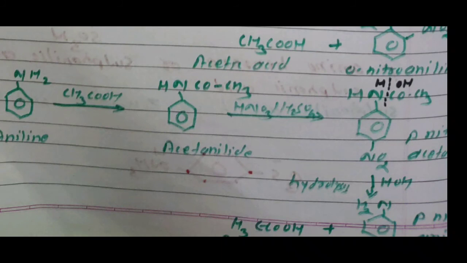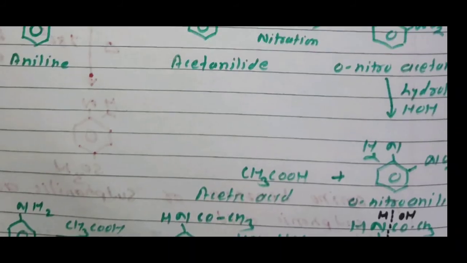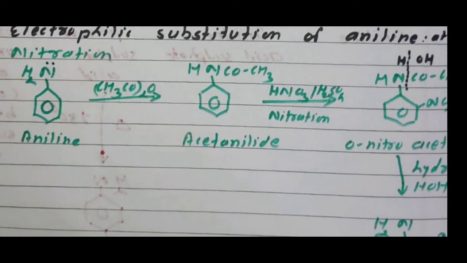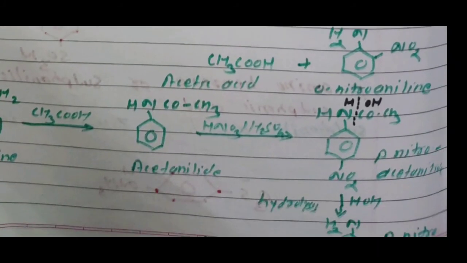This is the nitration of aniline. The NH2 group is a very active group. Therefore, to deactivate the NH2 group we use two reagents: one is acetic anhydride and the other is acetic acid. When we use acetic anhydride, the NO2 group attaches at the ortho position, and when we use acetic acid, the NO2 group attaches at the para position. This is the nitration of aniline.